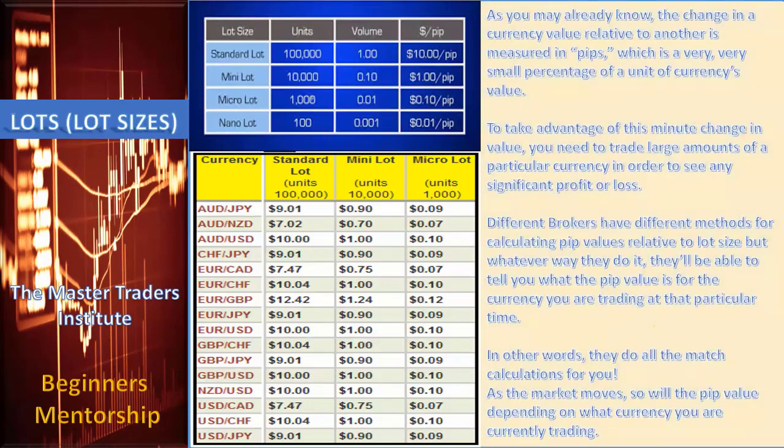Then lot size. Let's talk about lot size. As you may already know, the change in a currency value relative to another is measured in pips, which is a very, very small percentage of a unit of currency's value. To take advantage of this minute change in value, you need to trade large amounts of a particular currency in order to see any significant profit or loss. Different brokers have different methods for calculating pip value.